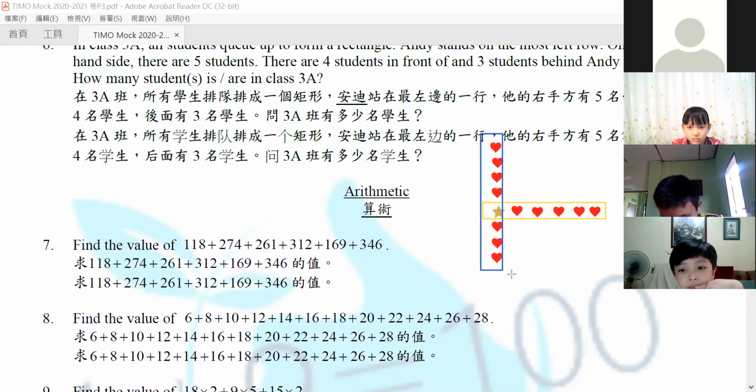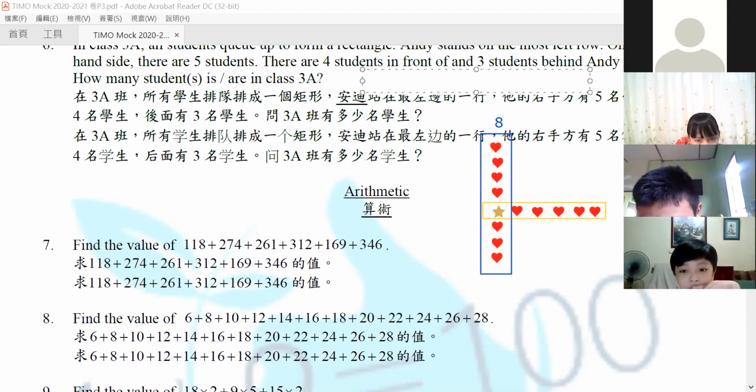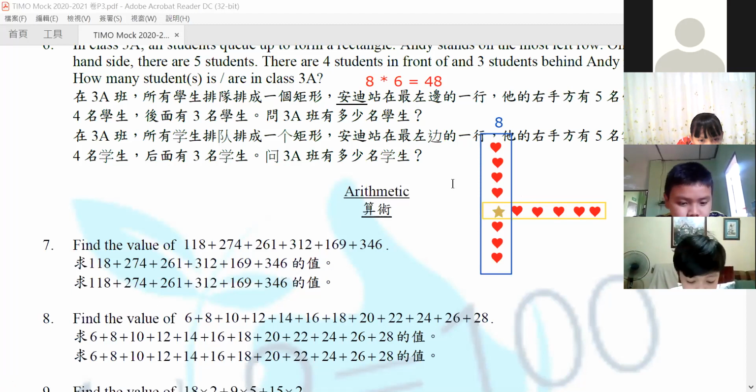We have eight rows, and each row has six students. So the total number of students must be equal to 8 times 6, which is equal to 48. So this is question six. Okay, so we have finished the first six questions.